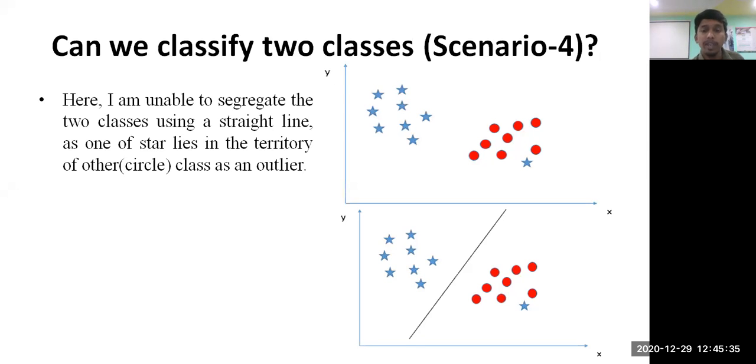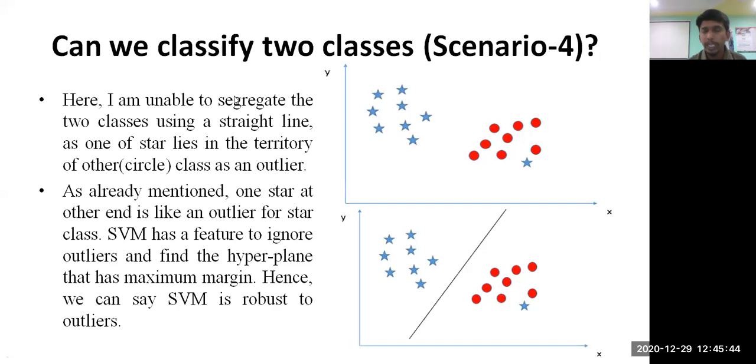But what if I have many points here? Here, because I have only one point, I can remove this point, and that may not cause me a problem. Okay, so to make a proper decision, if I remove one point, that may not affect the actual classification, so I can remove one point. As already mentioned, one star at the other end is like an outlier for the star class.